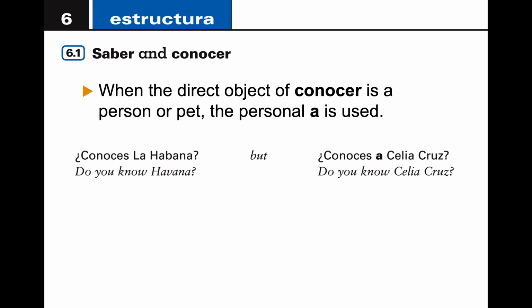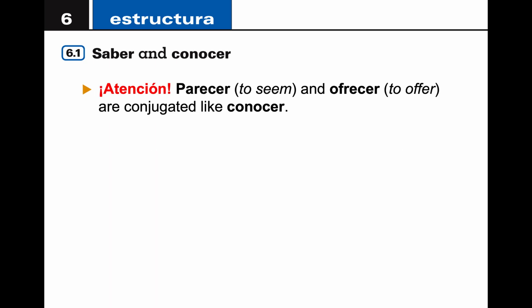When the direct object pronoun of conocer is a person or a pet, we use the personal a. So you would say, ¿Conoces la Habana? Do you know Havana? Or if we're talking about a person, ¿Conoces a Cecilia Cruz? So here, the a isn't really obtaining a meaning, but it's going to be a convention used when the direct object pronoun is going to be a person or a pet. That's when you're going to add it in. So when you're translating in Portales, be really careful that that a is not translating directly to English. That's going to be more of a grammar aspect of Spanish.